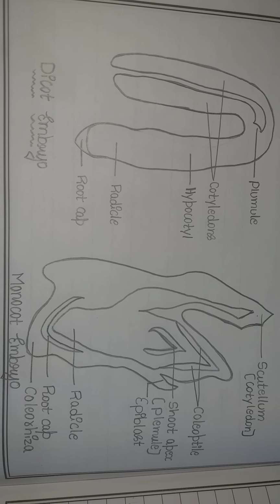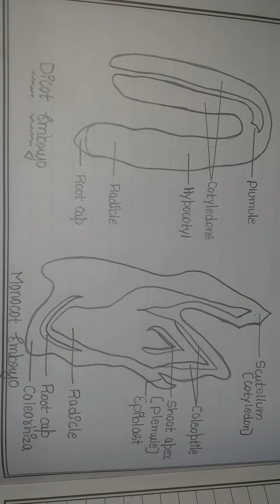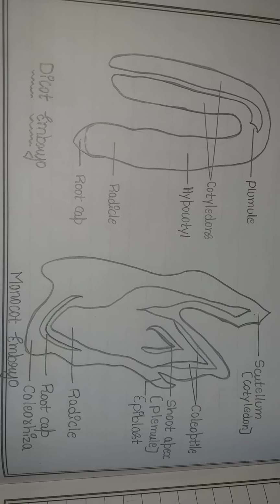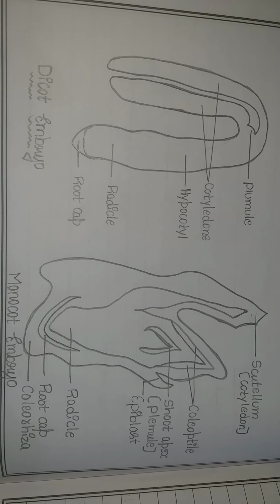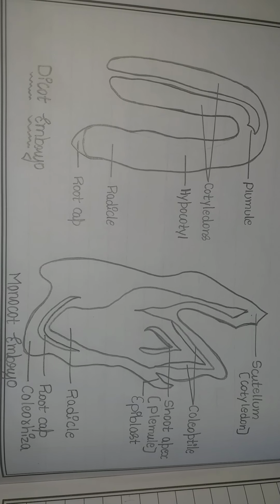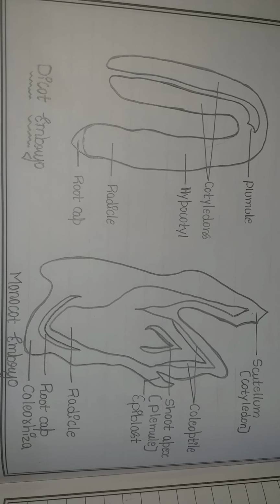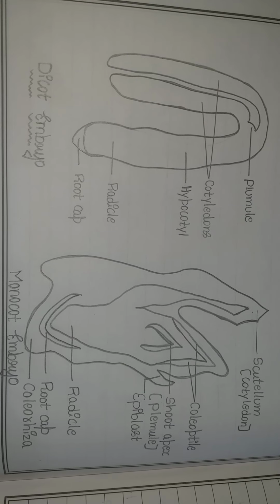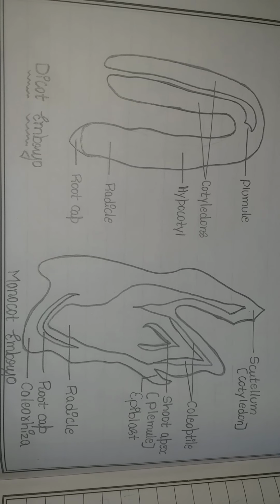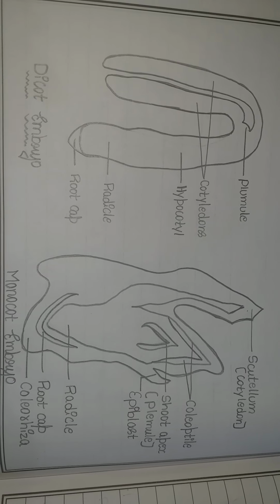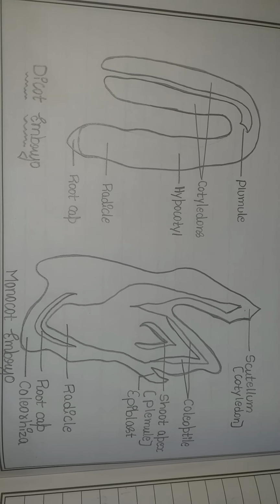Next, dicot embryo and monocot embryo. These are simple diagrams which are very useful and you can practice easily. Label the parts clearly with a neat diagram.